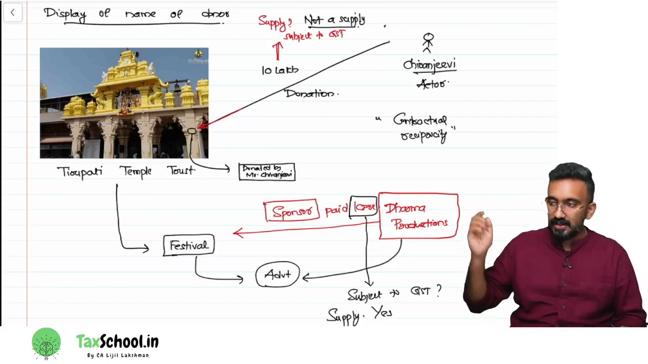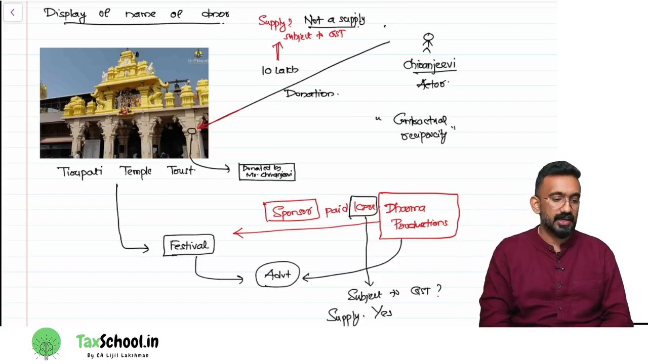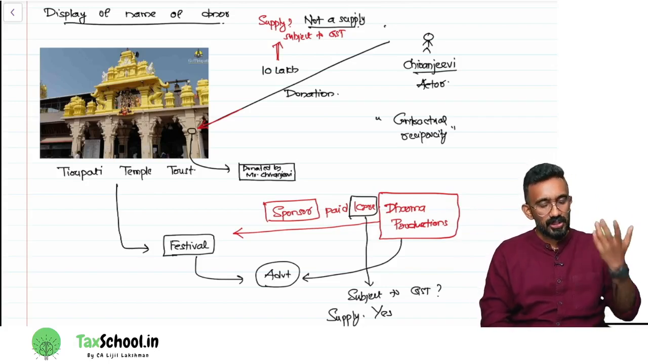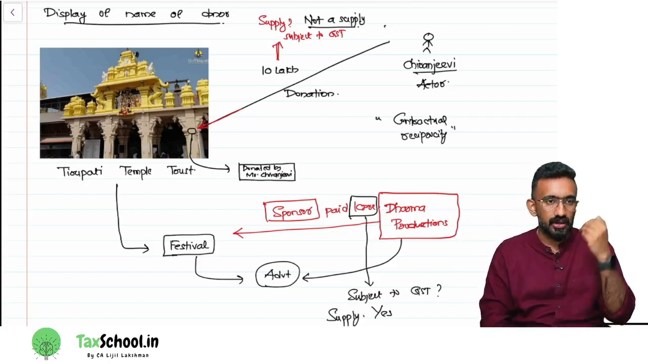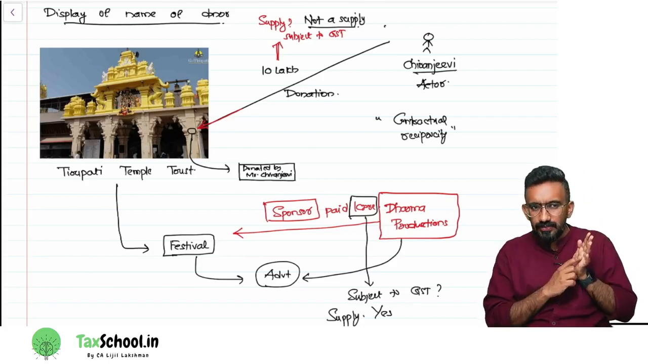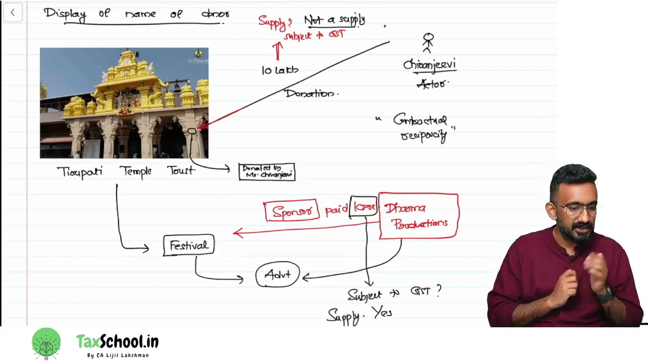What if? Then there is a circular clarification which says that sometimes, when we give donation, the charitable trust or religious trust writes the name of the donor in the premises of the charitable trust.